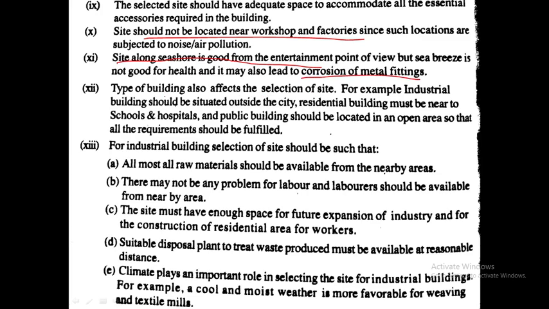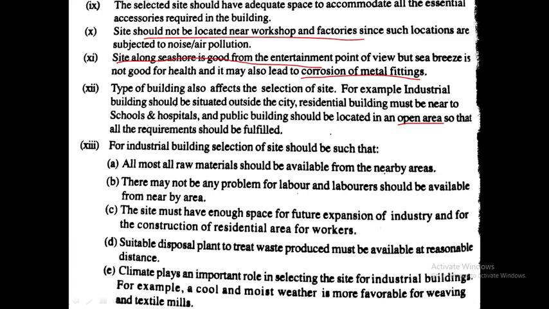Then the type of building also affects the selection of site. Suppose in case of residential building, it should be situated outside the city. Residential building must be near to schools, hospitals, public buildings, and it should be located in an open area so that all the requirements should be fulfilled.